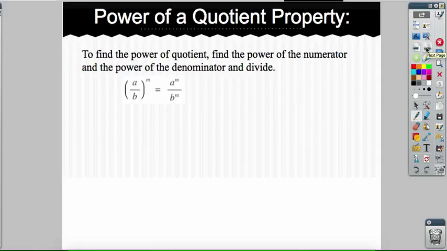Power of a quotient property. To find the power of a quotient, find the power of the numerator and the power of the denominator, and divide. So if I have in parentheses two things that are being divided by each other, a and b, and all of that parentheses is to the m power, then the m is applied to each term on the inside, whether it is on the top or the bottom of the fraction. Every term inside gets that exponent.